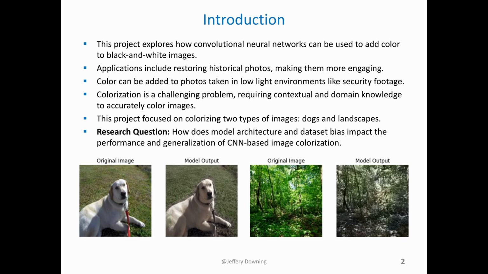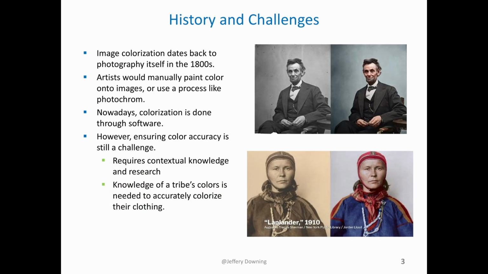My research question is, how does model architecture and dataset bias impact the performance and generalization of CNN-based image colorization? Image colorization dates back to photography itself, back in the 1800s. Some artists would manually paint color onto images themselves, or would use processes like photochrome. But nowadays, colorization is mostly done through software.